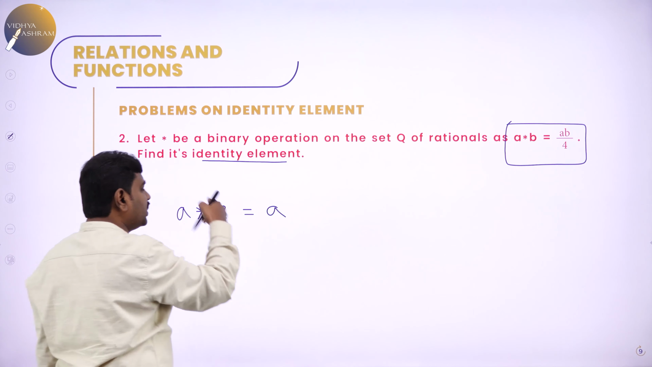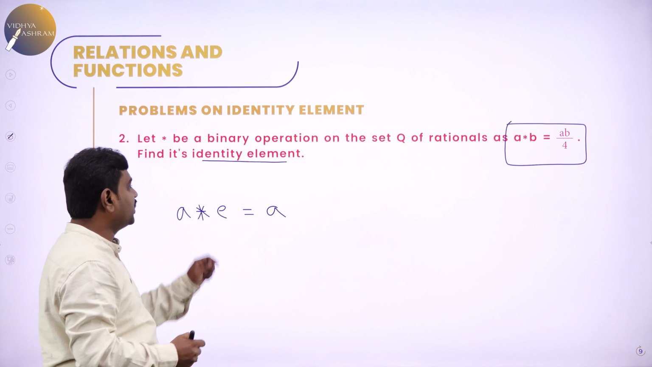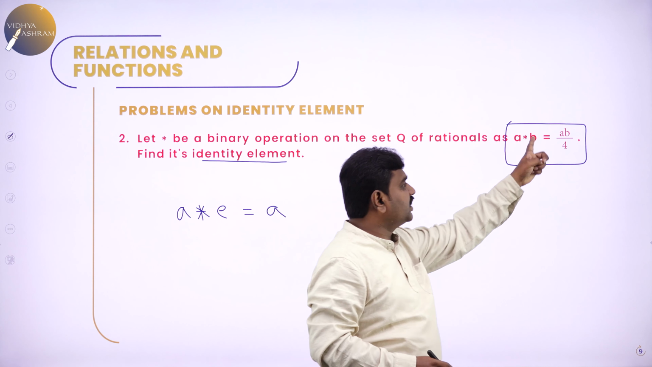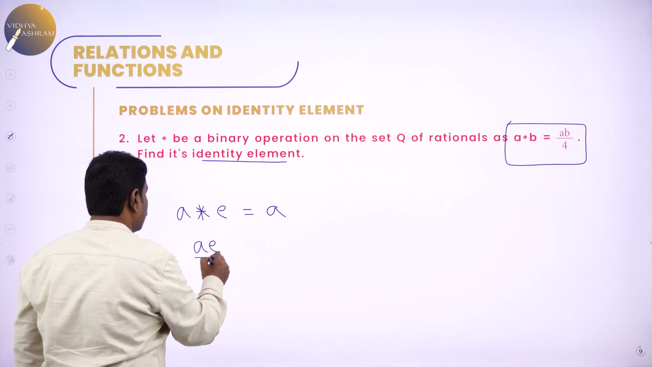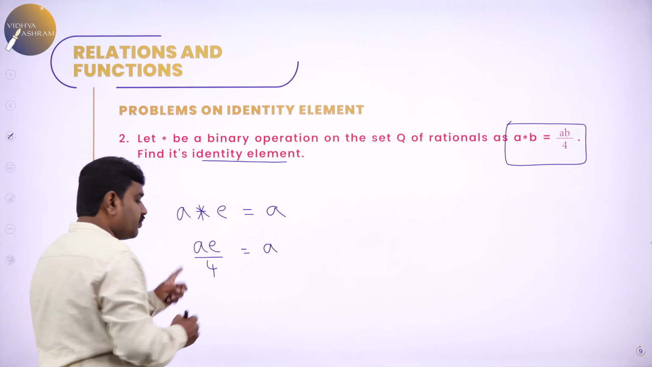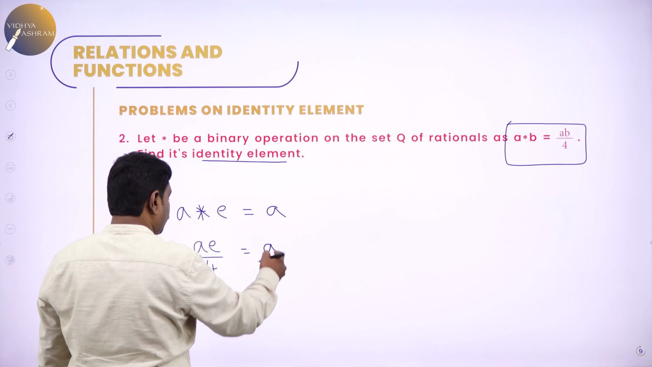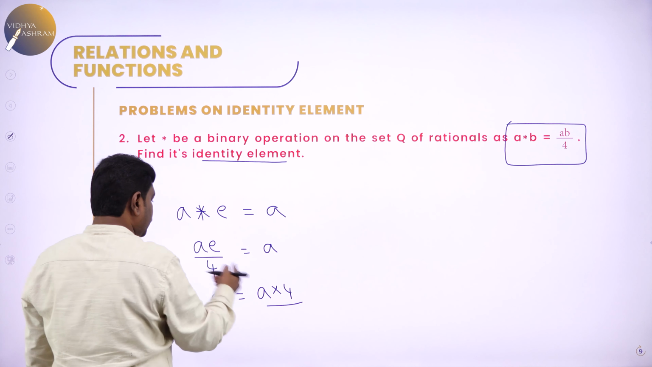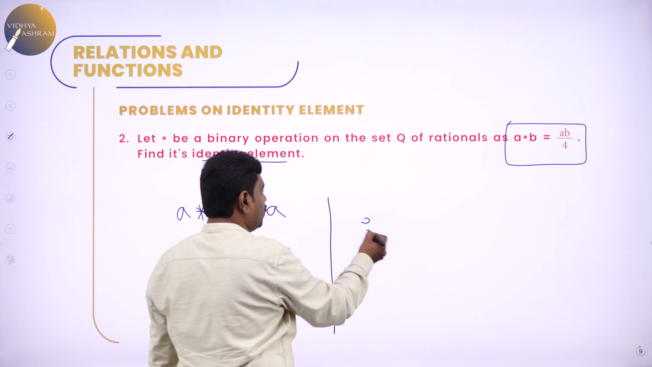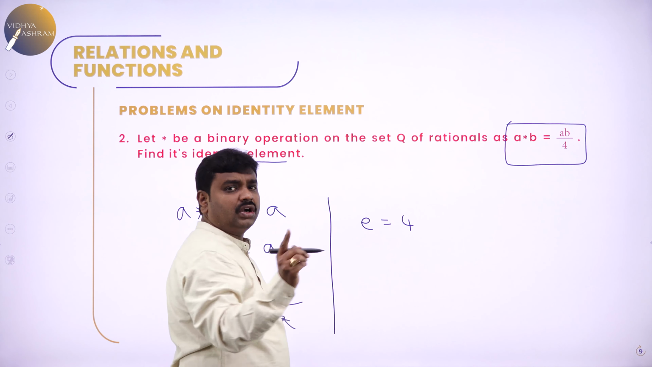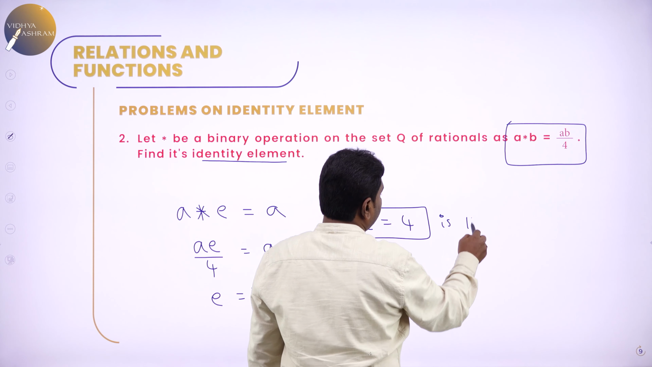Any problem on identity, memorize this. First you should write A star E is equal to A. On the left side apply the definition. The definition is first element star second is first into second by 4. So A star E is AE by 4, which is equal to A. Now solve for E. E is equal to A divided by 4; transfer that side, it comes into 4, into A. Transfer this side, it comes divided by A, A cancels, and you get E. What is E you got? 4. This is the identity element. E is the identity element. Any doubts?